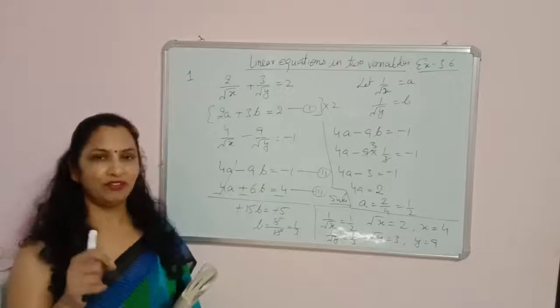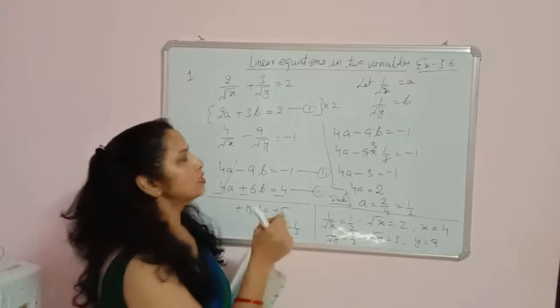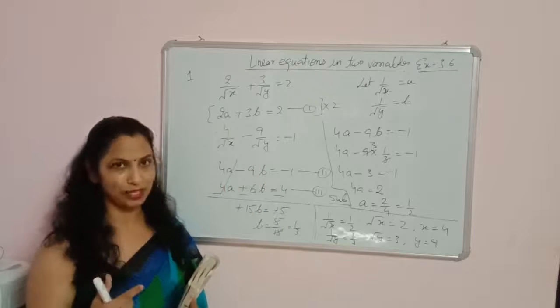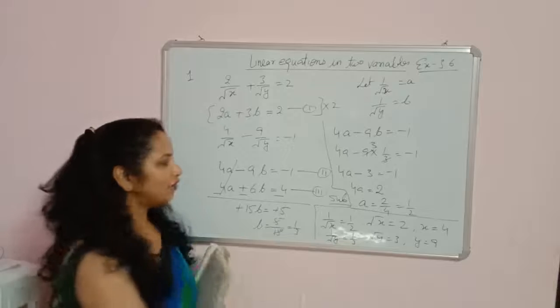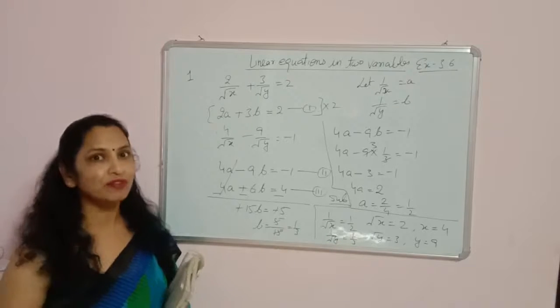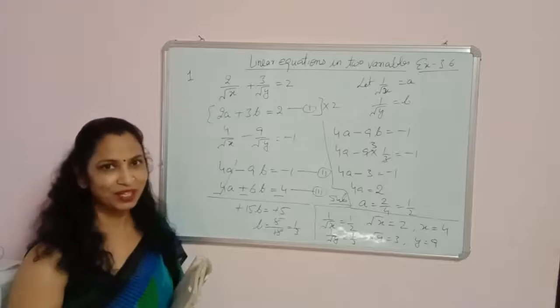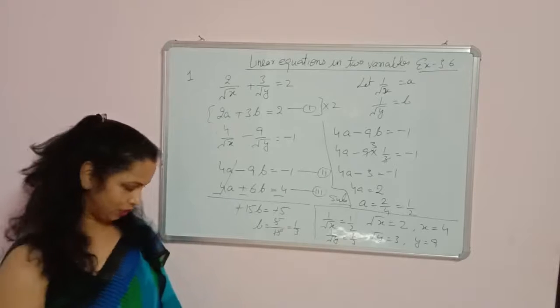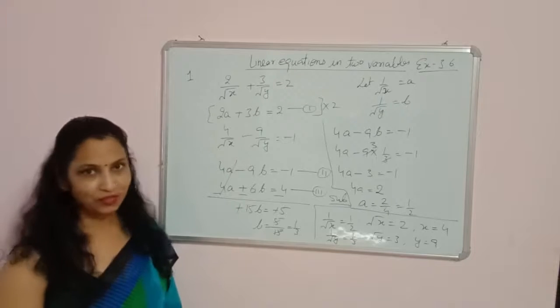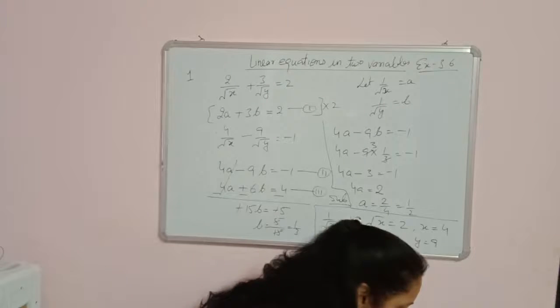So again, suppose any value like 1 upon under root X, we are supposing it as A. So after finding the value of A and B, finally we have to find the value of X and Y. Okay. Now this is a complete question. This is the second part of first question. Okay. You can pause the video for writing the answer, for writing the code.